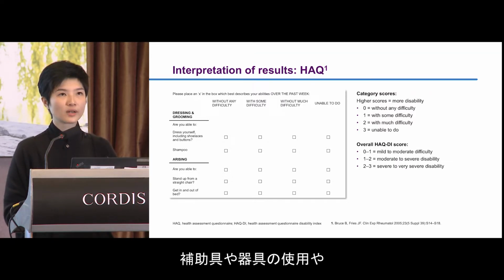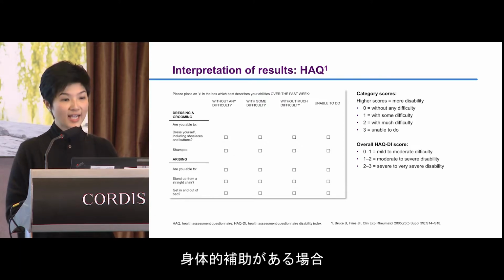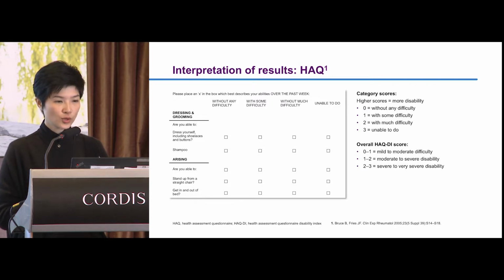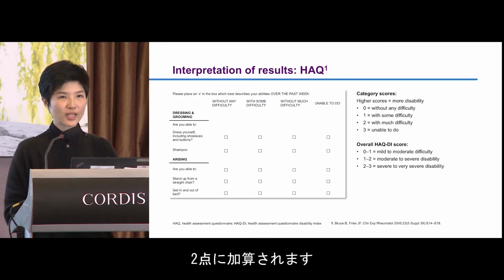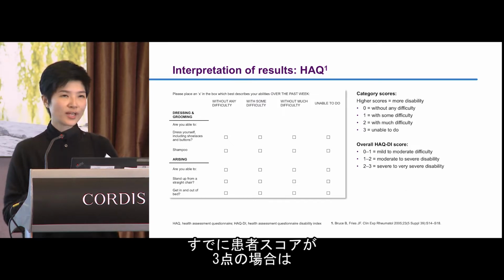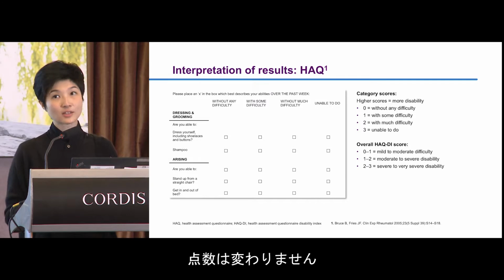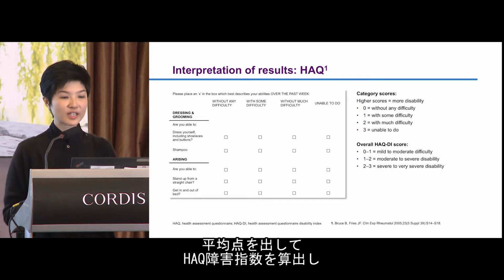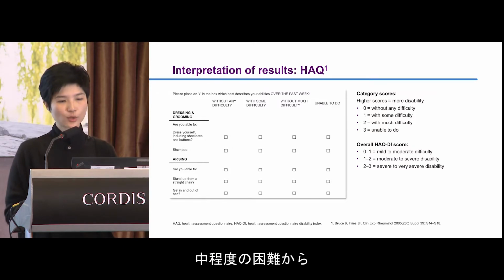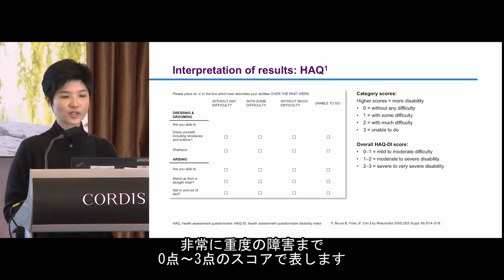But for the use of a device, aid, or physical assistance, a score of 0 or 1 will increase to 2. If the patient's score is already 3, then it remains unchanged. After this, we sum up and take an average to give the overall HAQ disability index score, ranging from 0 to 3, that is, from mild difficulty to very severe disability.